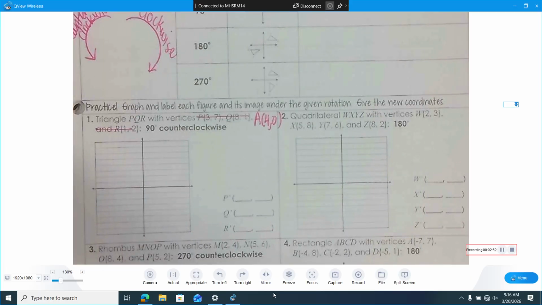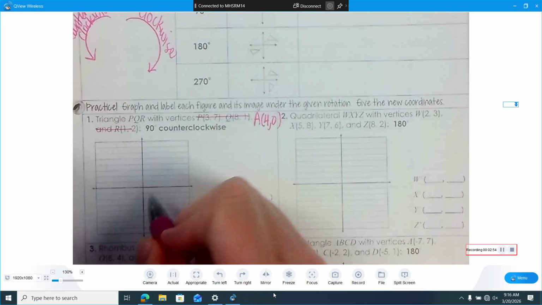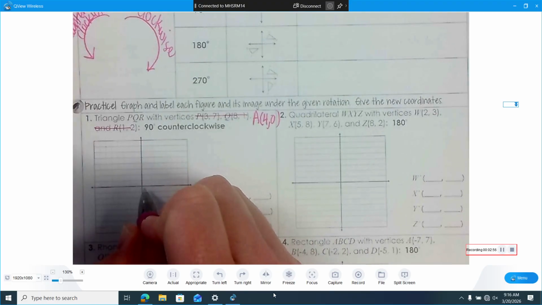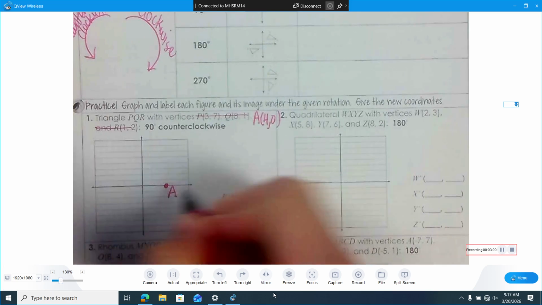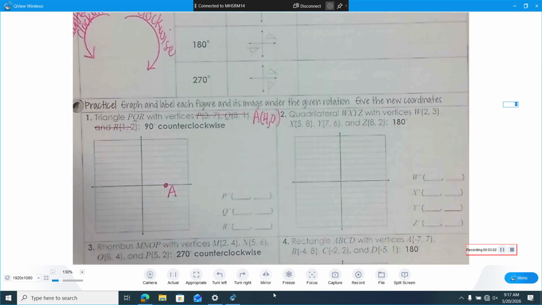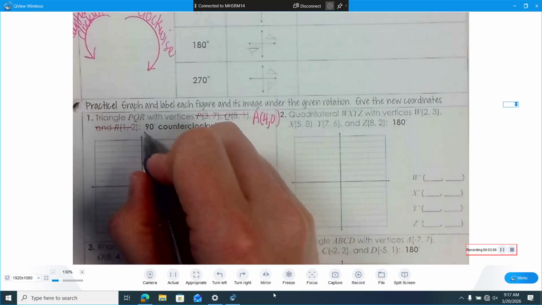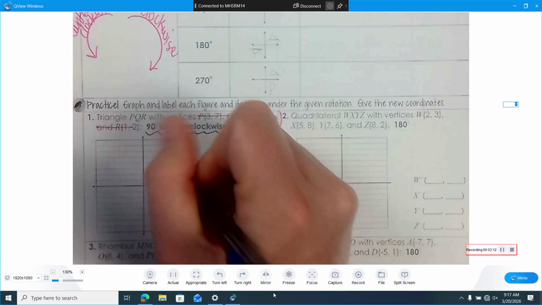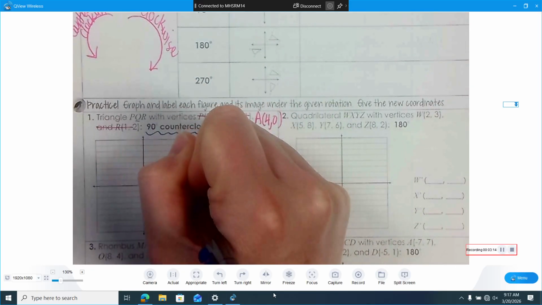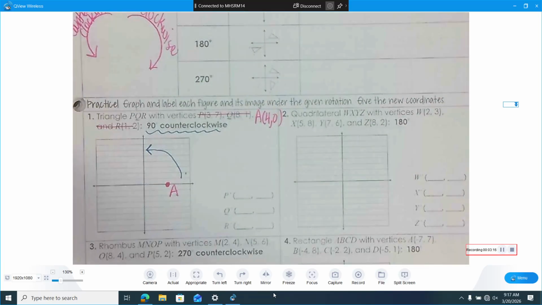So we want to rotate point A. So we're going to go ahead and graph point A, which is at 4, 0, 1, 2, 3, 4, 0. So here is point A at 4, 0. And we're going to rotate this point 90 degrees counterclockwise. So counterclockwise means I'm going to take this point and it's got to go this direction. And it has to go 90 degrees.